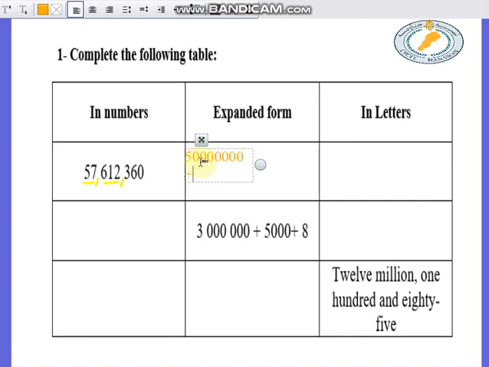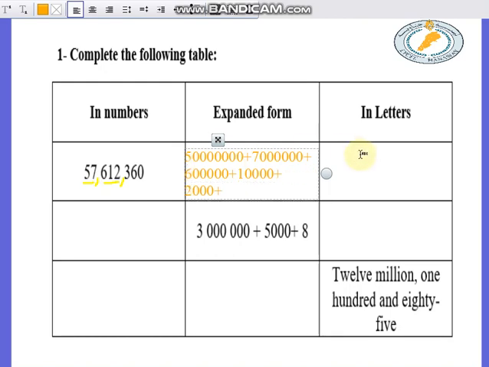Plus, now I have the digit 7, which is in the million class. So I should write 6 zeros. Then I have 6, which is the 100,000. I will write 5 zeros next to it. Then I have 1. I will write 4 zeros next to 1. Then I will have 2. I will write 3 zeros next to 2.